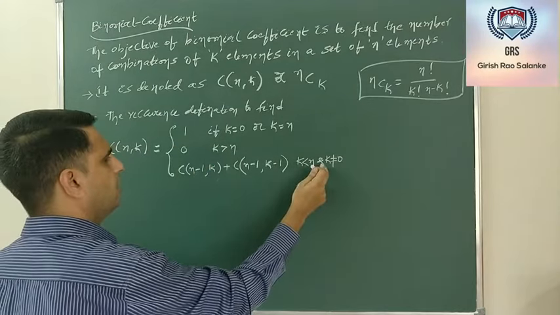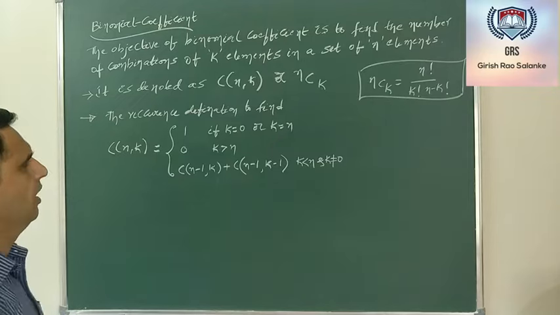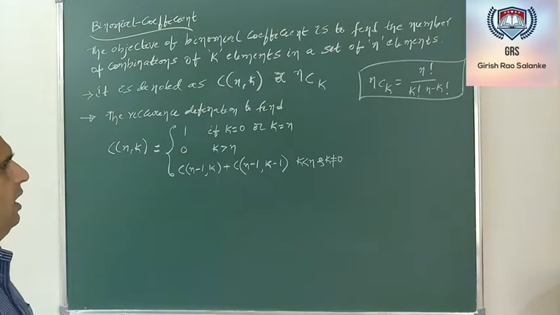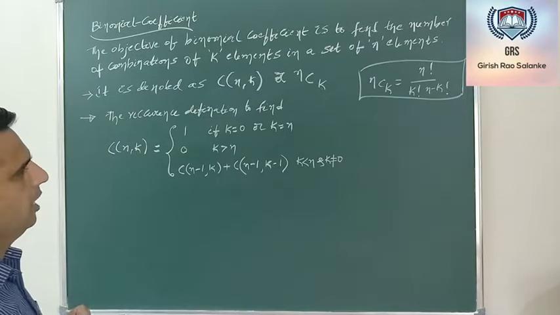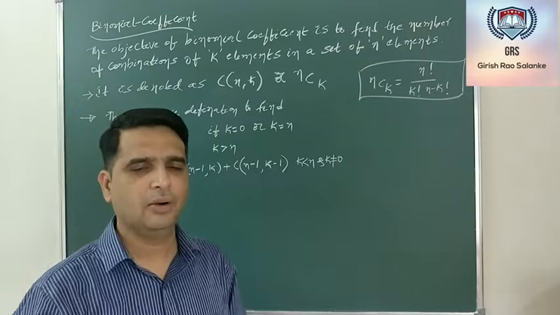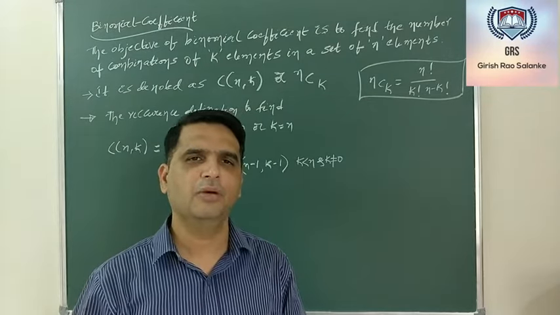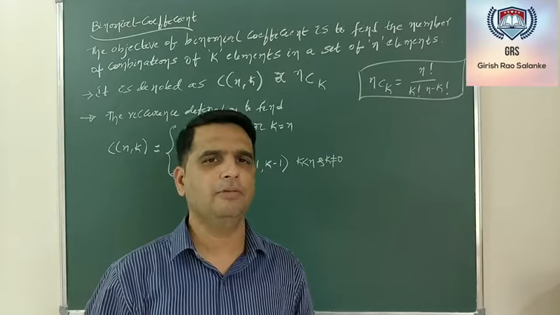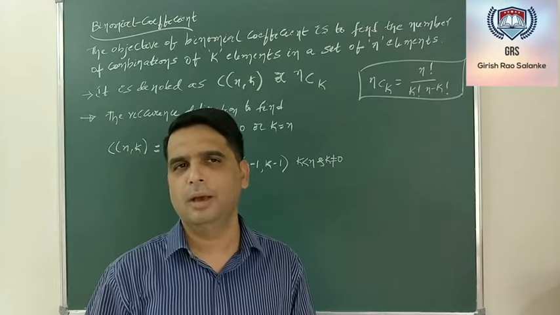If k is less than n and k is not equal to 0, this is the value. So this is the recursive definition to find the binomial coefficient. As I told earlier, in dynamic programming, we build a table, and with the help of the table, we get the solution to the problem.